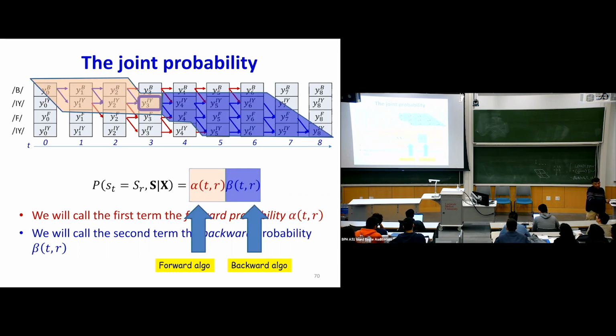The algorithm which computed the alphas is what we'll call the forward algorithm. Alpha is called the forward probability. The algorithm that computed the betas is what we'll call the backward algorithm. Beta is called the backward probability.